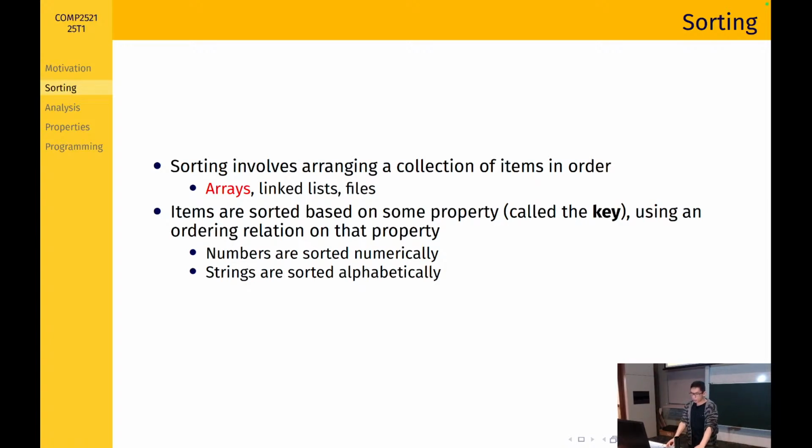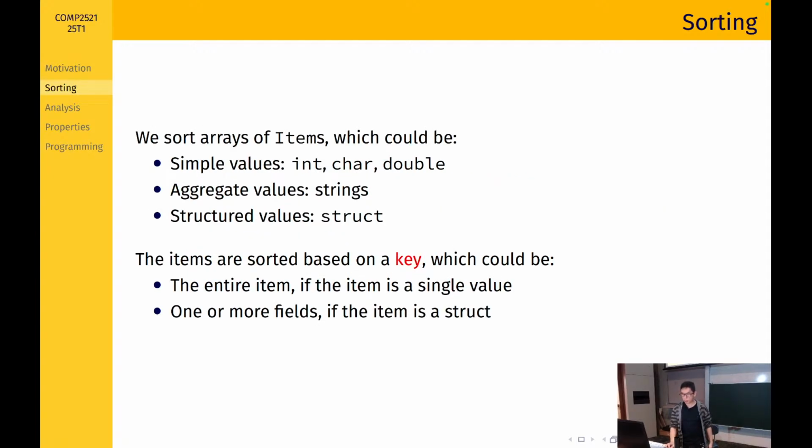One fairly obvious thing is that when we're sorting items, we have to use an ordering relation. What I mean is that we need a way to compare two items to tell if one is less than or greater than the other. If we're sorting by number, then the numbers are sorted numerically. If we're sorting strings, for example by name, then the strings are sorted alphabetically, or lexicographically.